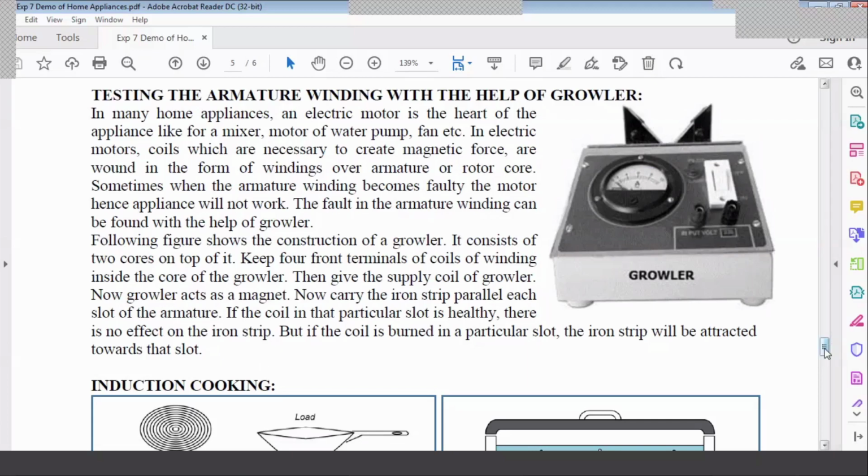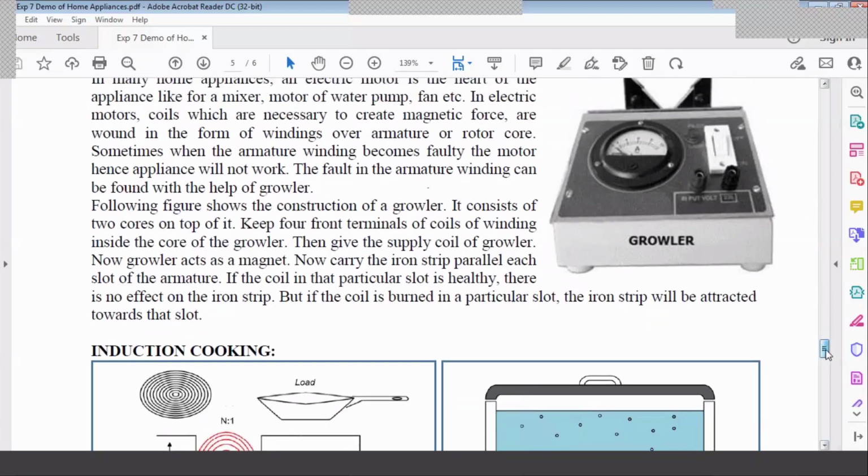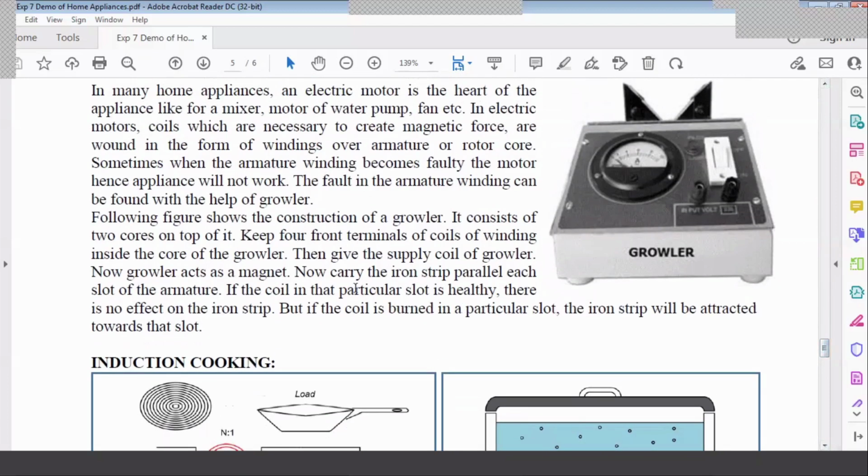So the growler acts as a magnet. Now carry the iron strip parallel to each slot of the armature. If the coil in that particular slot is healthy, there is no effect on the iron strip. But if the coil is burned in a particular slot, the iron strip will be attracted towards that slot. The windings are always put in the slots, right? So we need to check which slot is working fine and which is not. We will put the iron strip in each slot, okay, and check accordingly.